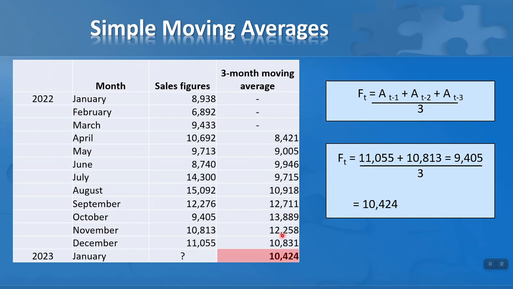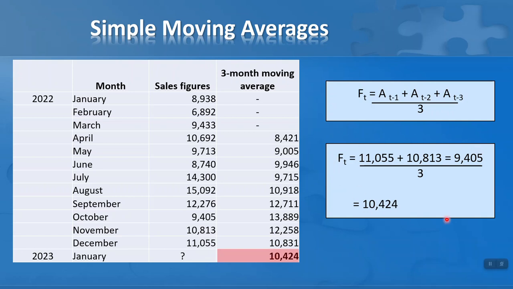So here we have our 8,421 figure for April. The figure 9,005 for May is made up of the three previous figures. We can see those three values for February, March, and April are added together and divided by 3 to give us 9,005. And so on all the way down until we get to our figure of 10,424, the forecasted value for January 2023.